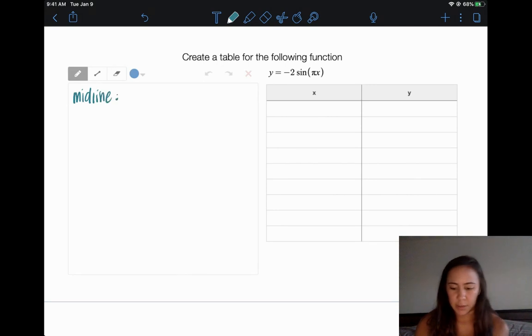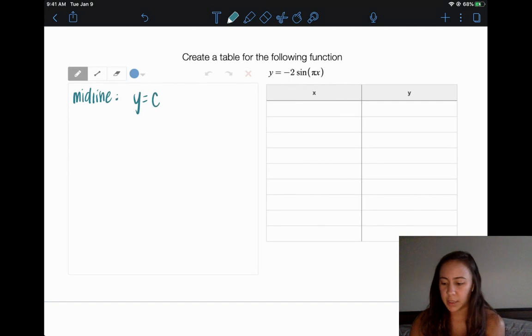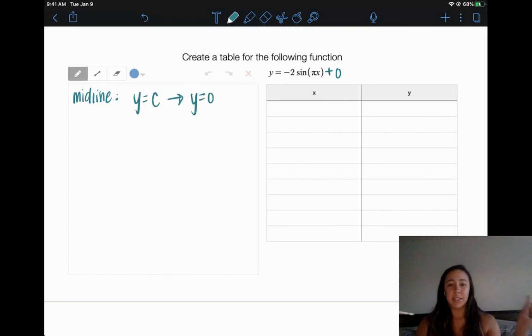Well, your midline is y equals c, but in this case, we have plus 0 at the end here, so that means that our midline is y equals 0. So we're going to use our x-axis as our midline. All right, and then you need to determine the amplitude.